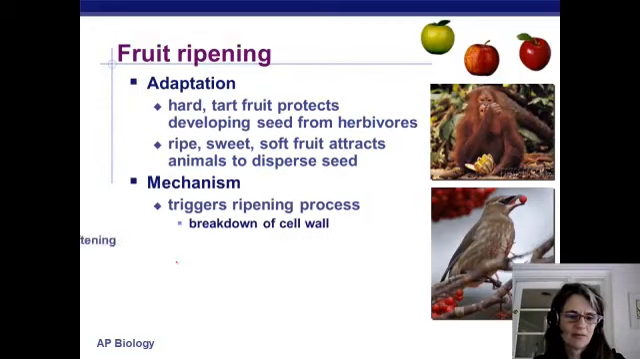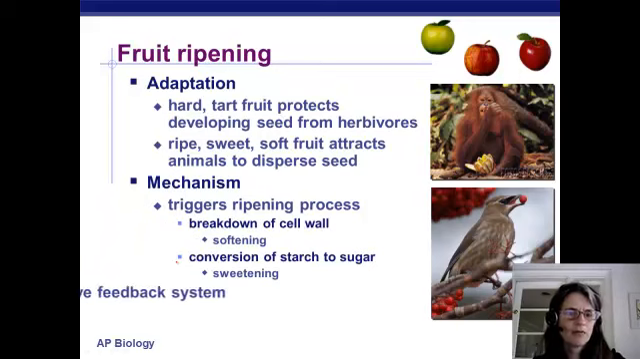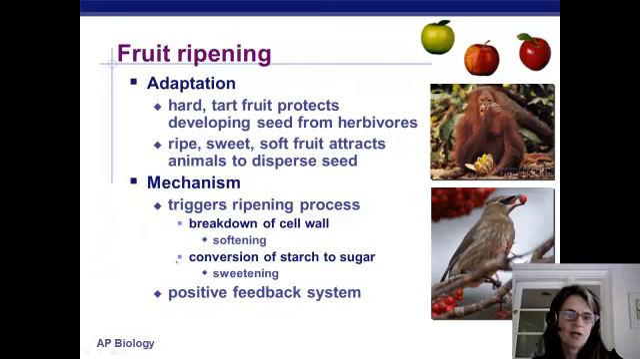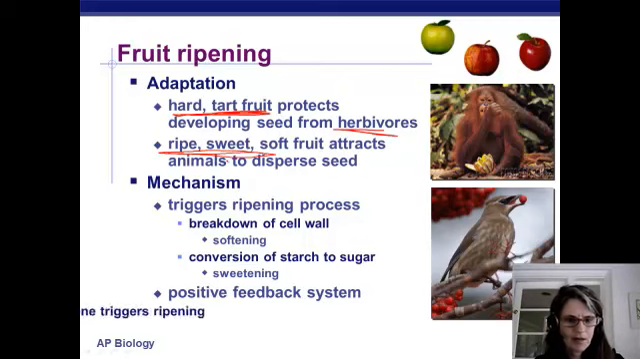Here's a neat little thing to think about. Fruit ripening is an adaptation. It's when the seeds aren't yet ready, the fruit's not very appetizing. It's tart, it's sour, and that means herbivores don't want to eat it. But when the seeds are ready, the fruit is much sweeter and encourages the animals to eat it when the time is right. Again, really elegant, nice little solutions to these problems. Okay.